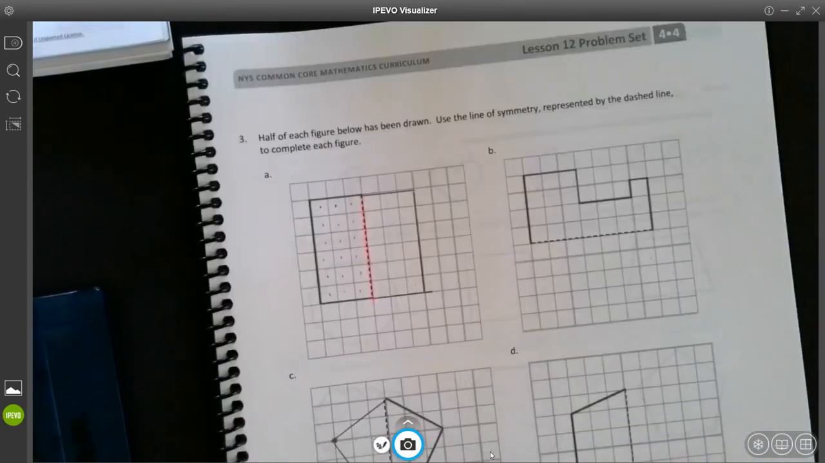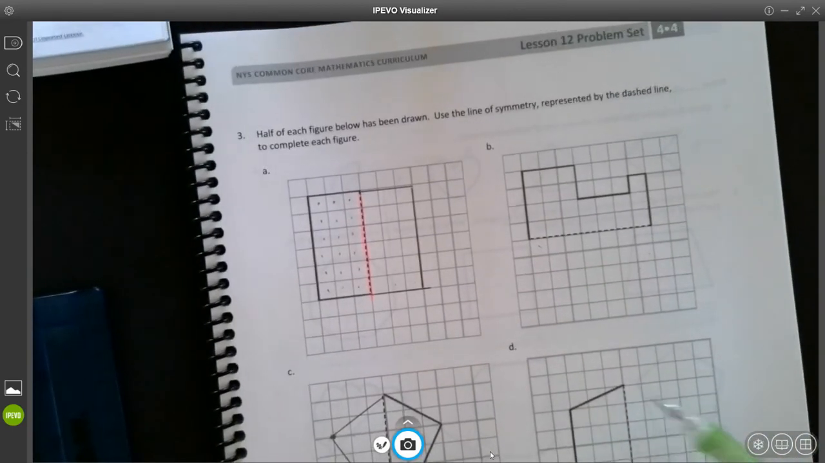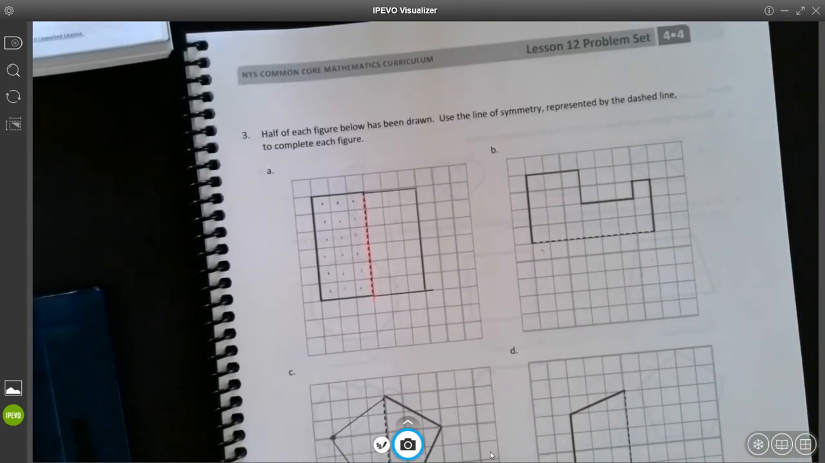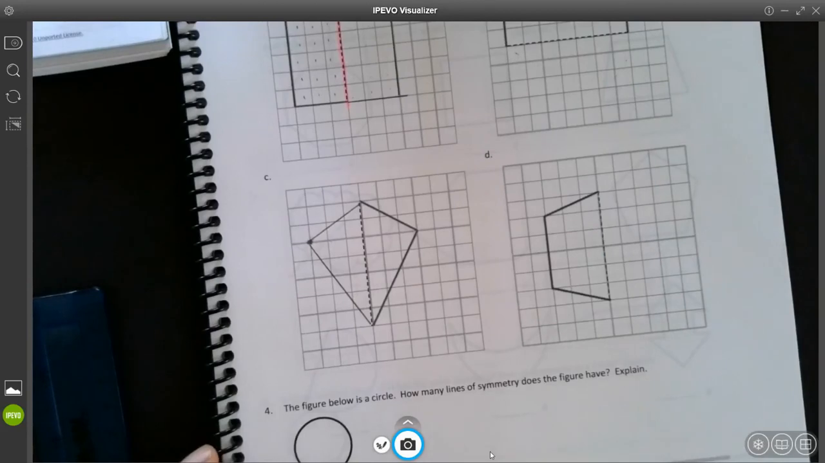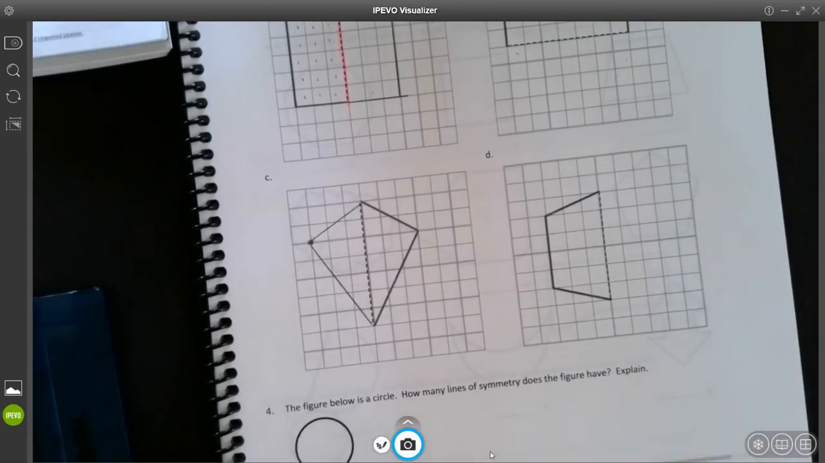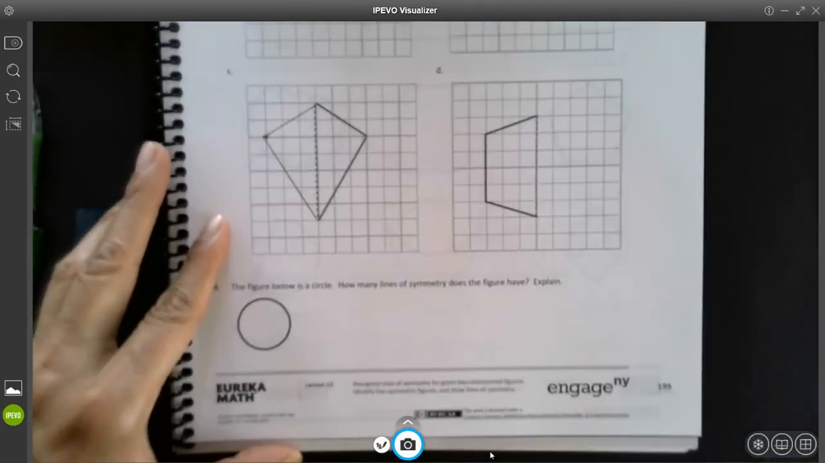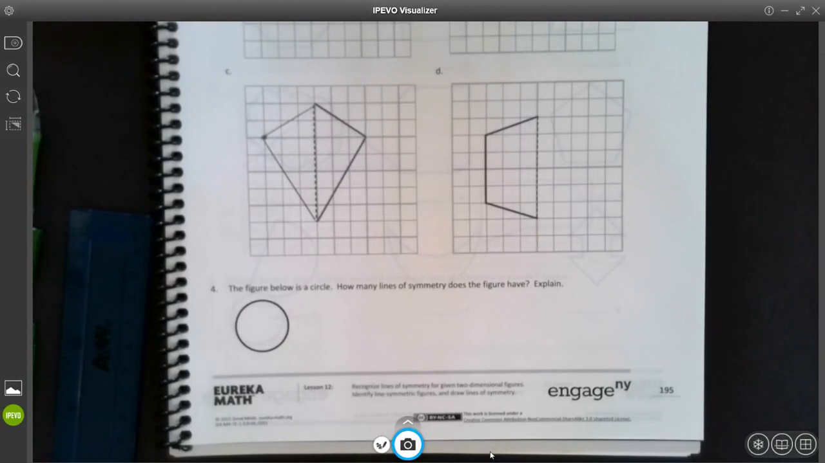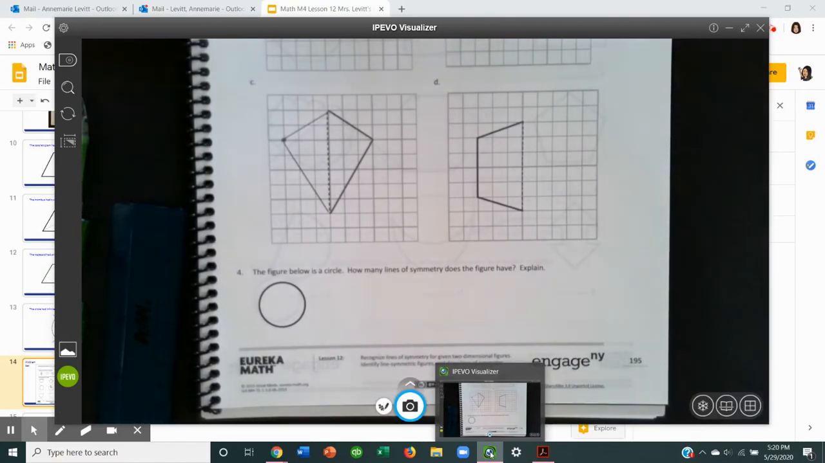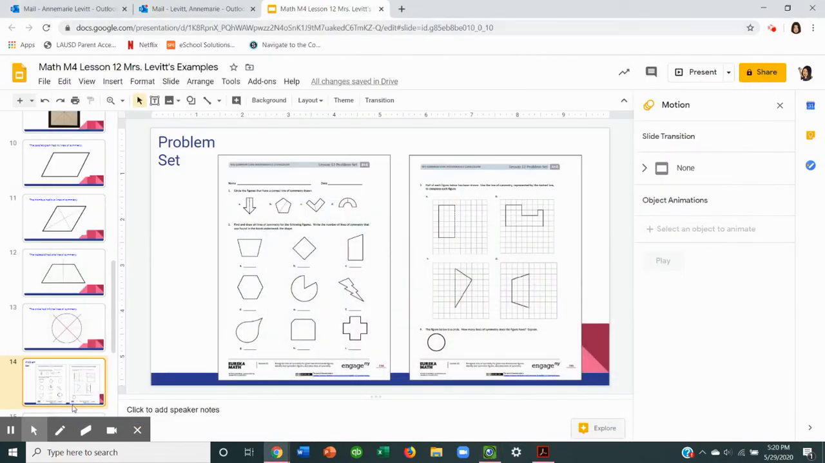Draw the identical shapes on either side. Use the grid paper to help you. And finally, make sure you do the last question here. How many lines of symmetry does the figure have? You might want to go back to the slideshow to find out. So I'm going to head back over to the slideshow so that you can complete your work and check it.